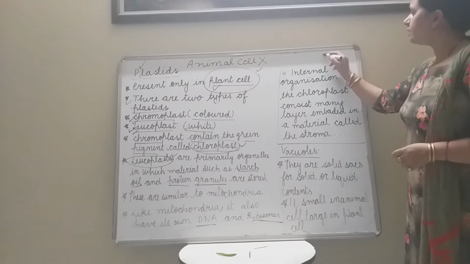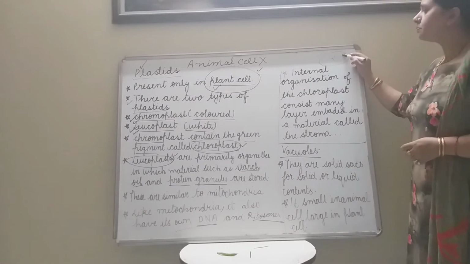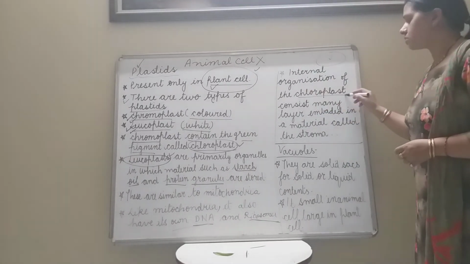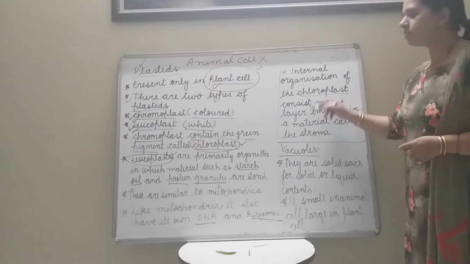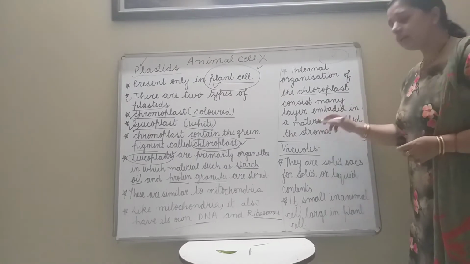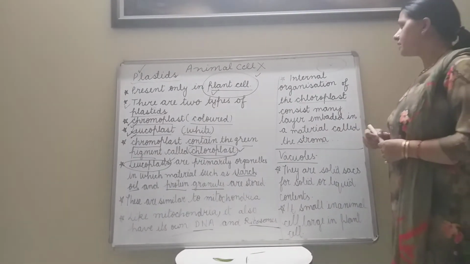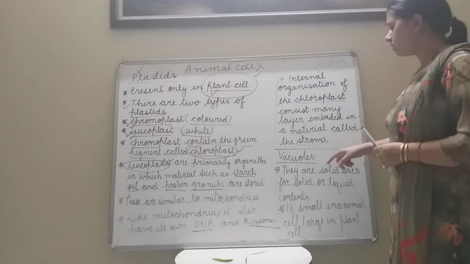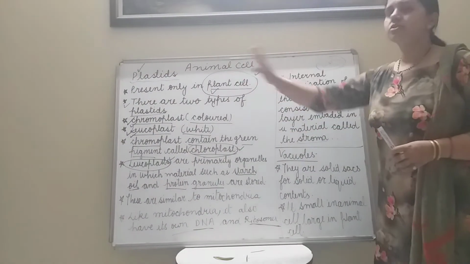Now I am telling you about the internal organization of the chloroplast. Internal means inside. The chloroplast consists of many layers embedded in a material called the stroma. Where are they found? In the stroma.